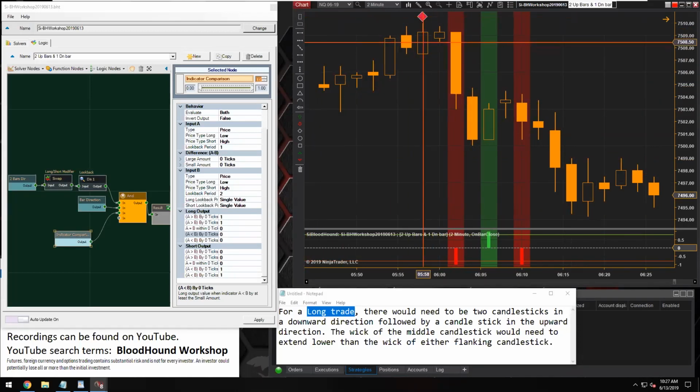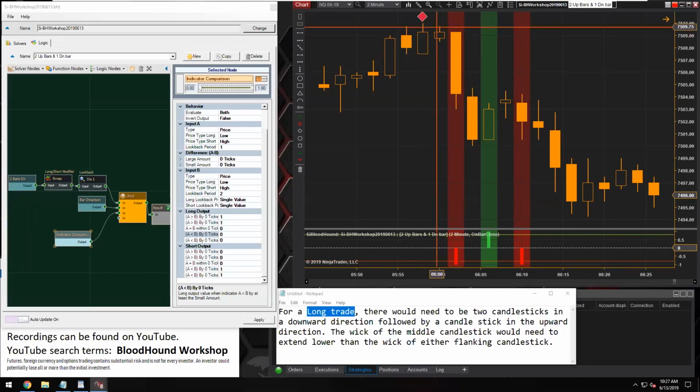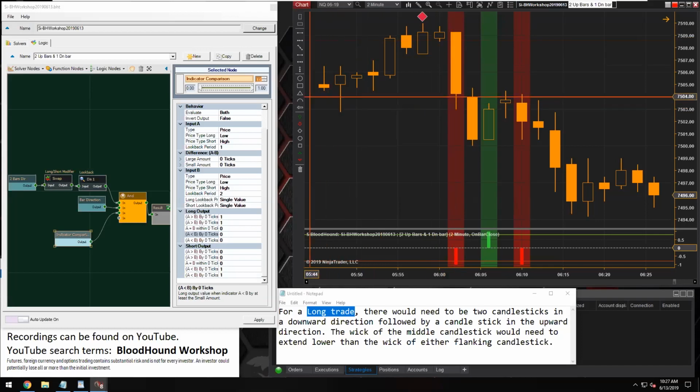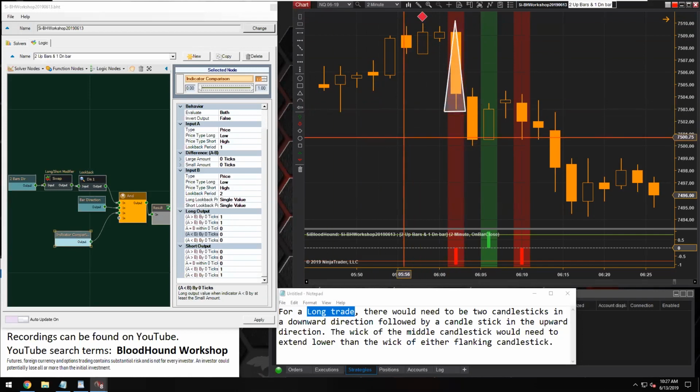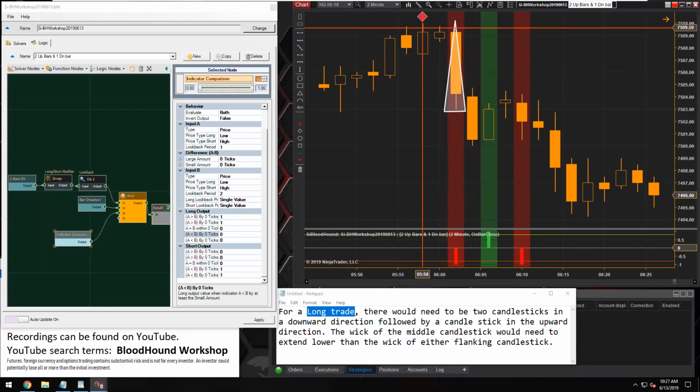So here we go. We have our 2 up bars. However, the first up bar has the highest wick of all 3 bars. Remember, the middle bar needs to have the highest wick. So this would be a bad signal here. There we go. So we need to check the middle bar wick against the previous bar back here.